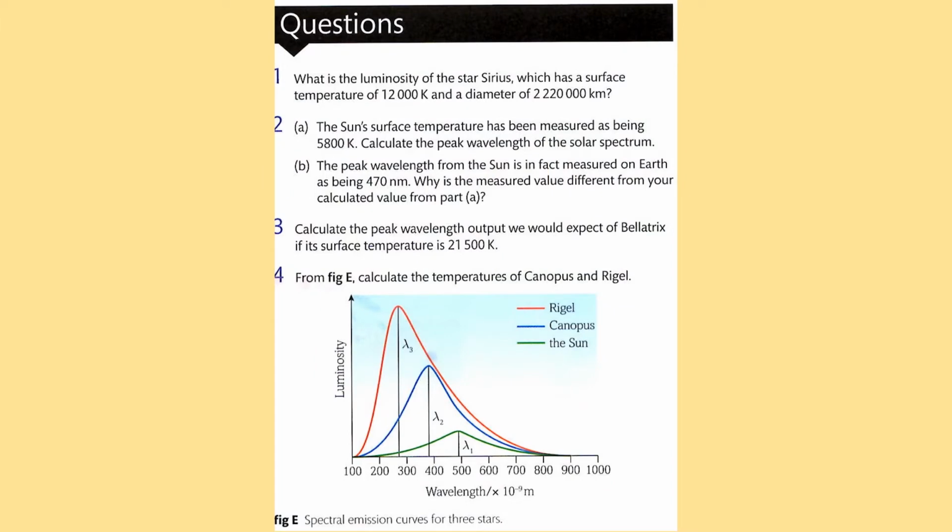Right, so these are the questions I left you with. Number 1, what is the luminosity of the star Sirius, which has a surface temperature of 12,000 Kelvin and a diameter of 2.22 million kilometers? Question 2, the sun's surface temperature is measured as being 5,800 Kelvin. Calculate the peak wavelength of the solar spectrum. And B, the peak wavelength from the sun is in fact measured on Earth as being 470 nanometers. That's not going to have been what you got for 2A. The question is, why not? Question 3, calculate the peak wavelength output we'd expect of Bellatrix if its surface temperature is 21,500 Kelvin. And then I showed you the graph of Rigel and Canopus and the sun with their peak wavelengths, and you were tasked to find the temperatures. So let's get stuck in.